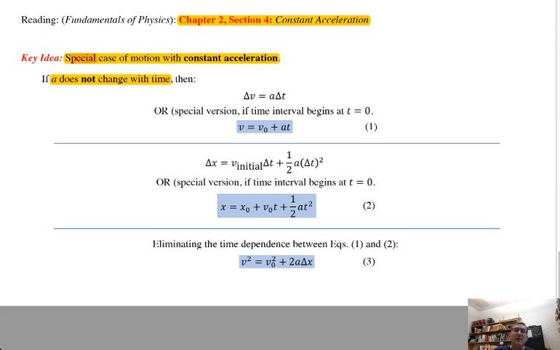Here's the first one. It really just comes from the definition of average acceleration, right there. Remember, a average equals delta v divided by delta t. If the acceleration is constant, average acceleration and instantaneous acceleration are equal. The average acceleration is equal to whatever the acceleration is at any given time. So you can drop the AVG subscript on the a. And then just rearrange the formula. a equals delta v divided by delta t. So delta v equals a times delta t.